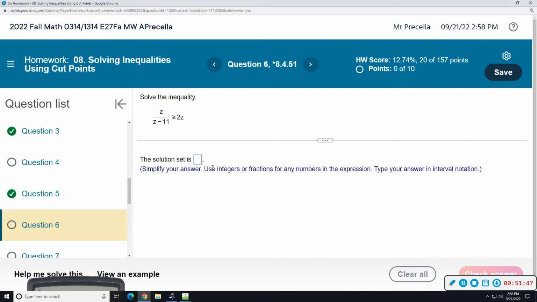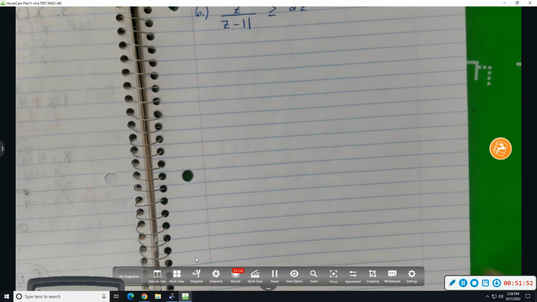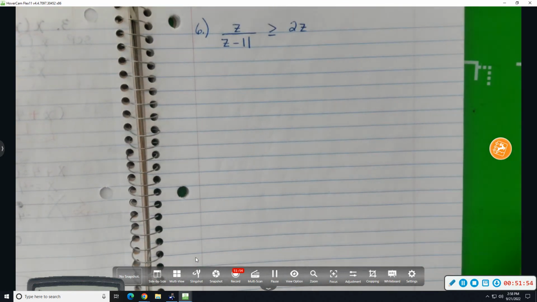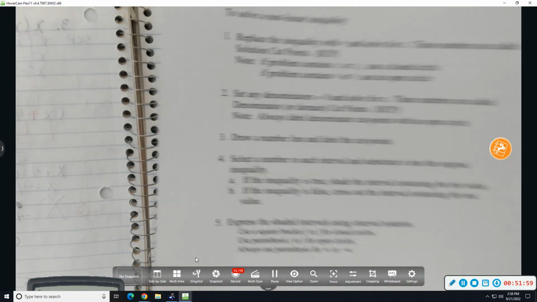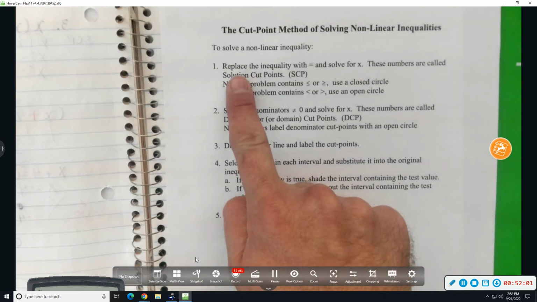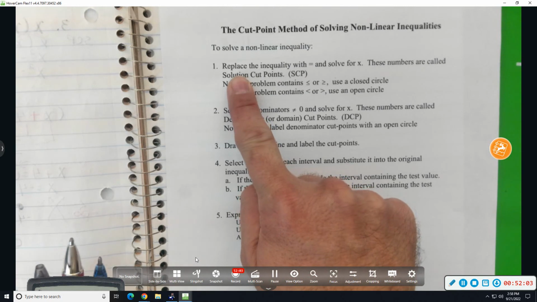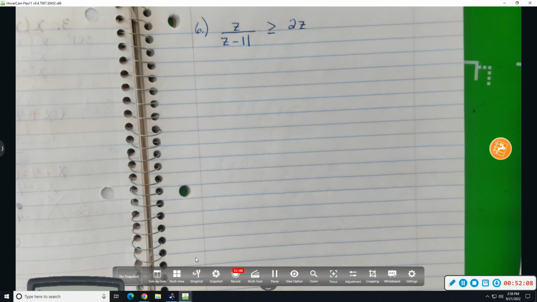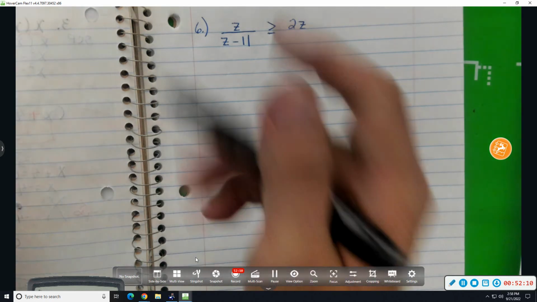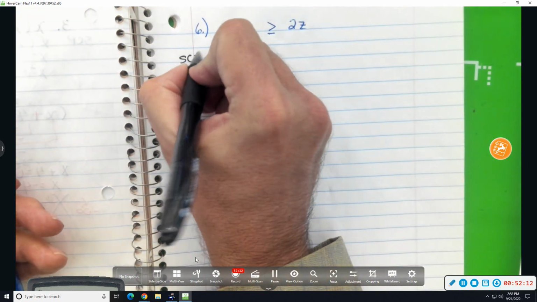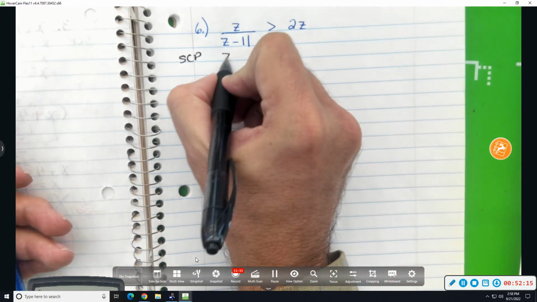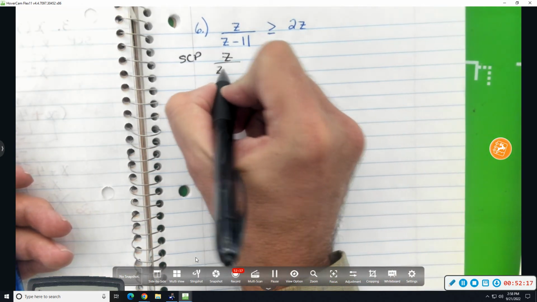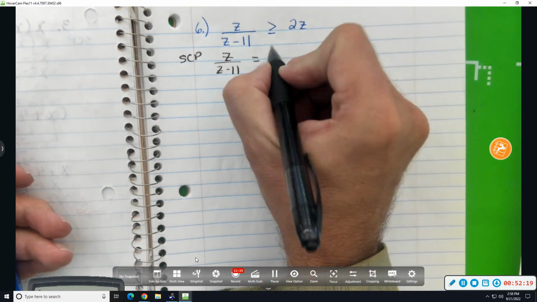Well, let me lower it a little. Y'all already getting familiar with it enough not to have to read every single word here? You start off finding the solution cut point by putting an equal sign. So solution cut point, replace that less or greater than or equal to with an equals.